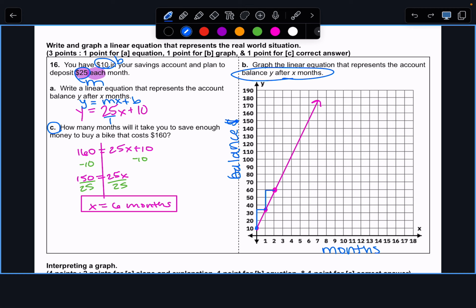Or I can put $160 in for y and I can solve my equation, okay? If you don't draw your graph very nicely, that's going to be hard to do by looking at the graph, unless you just keep counting slope over and over and over, okay?